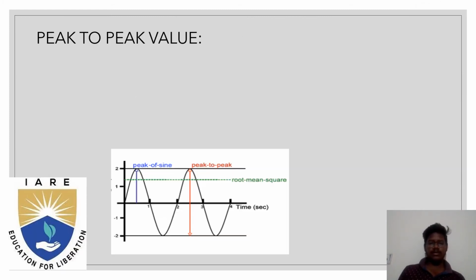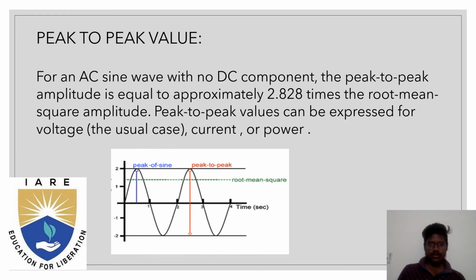Now we will see some information about peak-to-peak value. For an AC sine wave with no DC component, the peak-to-peak amplitude is equal to approximately 2.828 times the root mean square amplitude. Peak-to-peak value can be expressed by voltage, the usual case, and current or power.